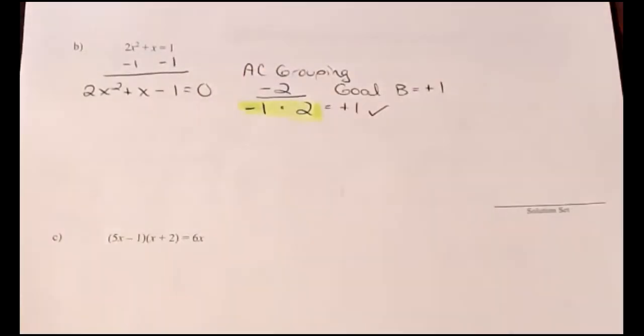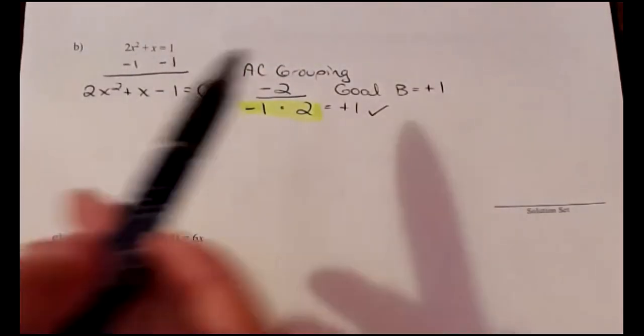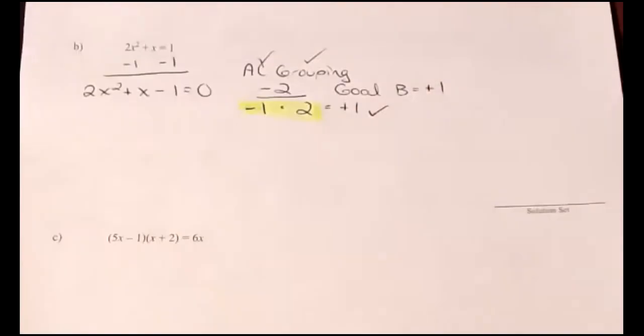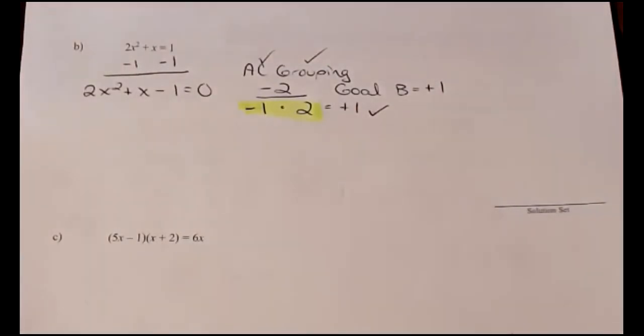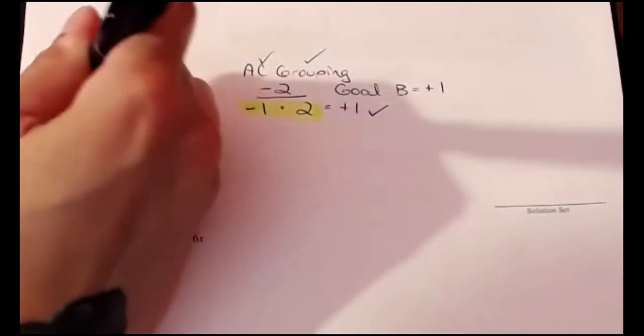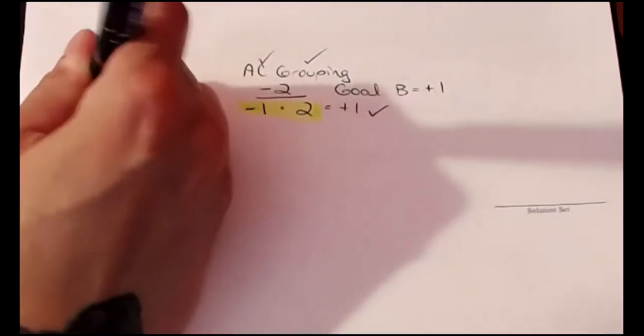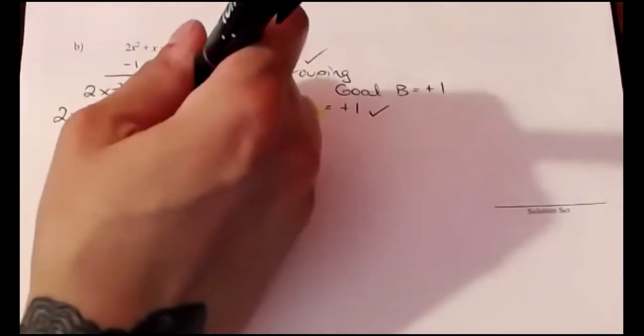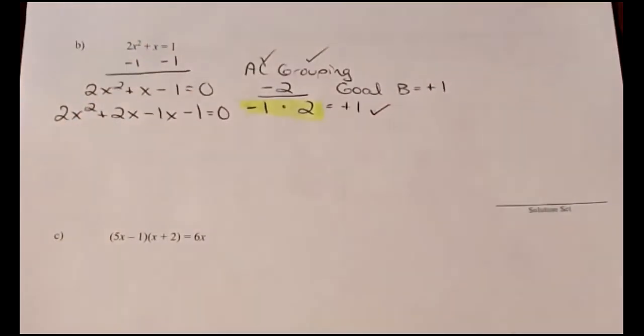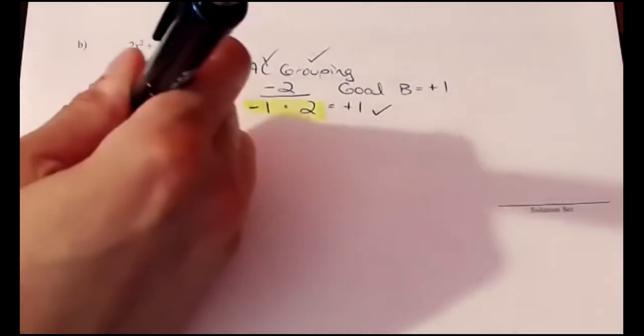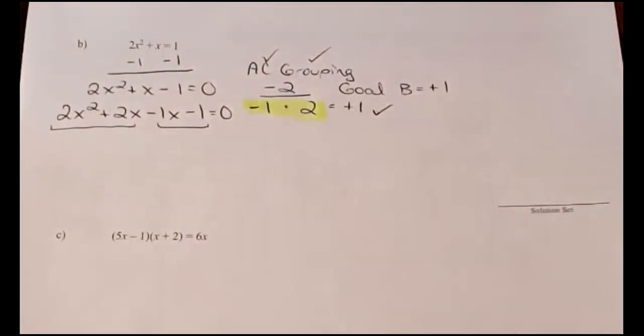Good. I'm going to go ahead and rewrite this trinomial as a 4-term polynomial because now we're trying to focus on grouping. And I'm going to use Phil's strategy. I'm going to put the 2 with the 2x squared, right? That just makes more sense. So I'm going to do 2x squared plus 2x, then minus 1x. And then we see here we've got -1 and then equals 0. We have 4 terms. Go ahead and factor by grouping.